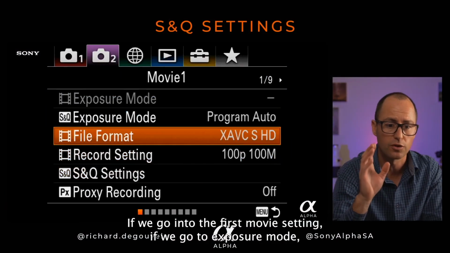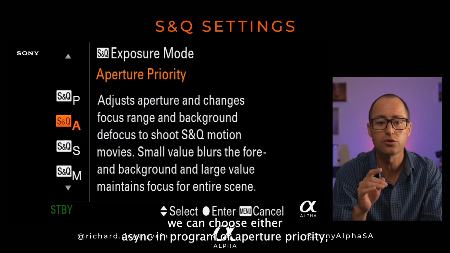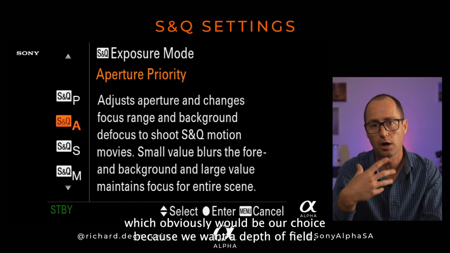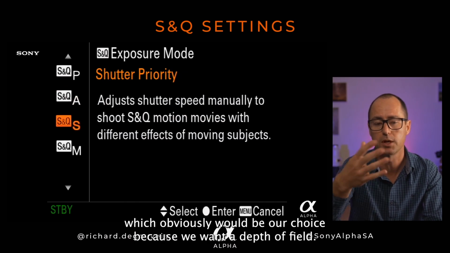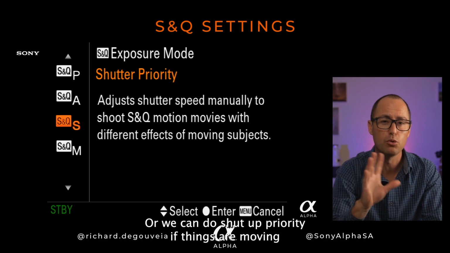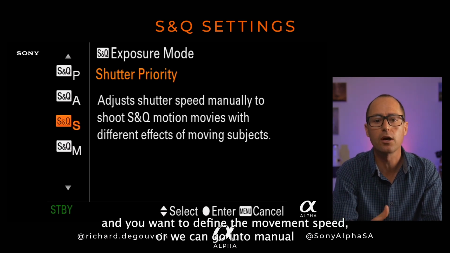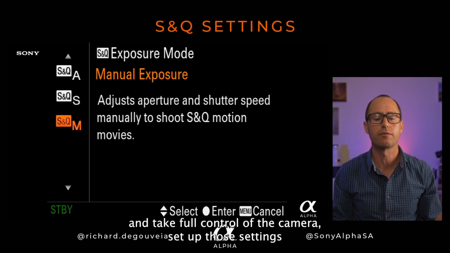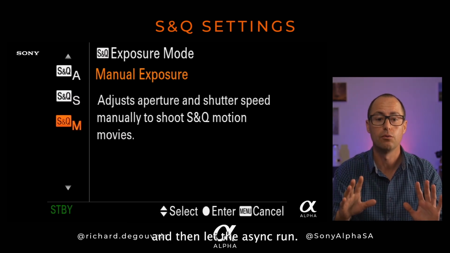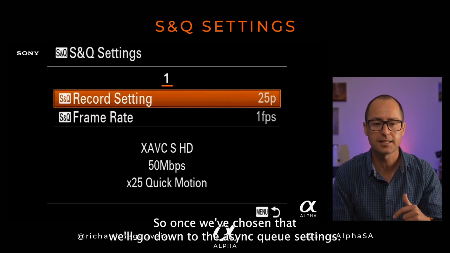So how do S&Q settings work? If we go into the first movie setting, if we go to exposure mode, we can choose either S&Q in program or aperture priority, which obviously would be our choice because we want a depth of field, or we can do shutter priority if things are moving and you want to define the movement speed, or we can go into manual and take full control of the camera, set up those settings, and then let the S&Q run. So once we've chosen that, we'll go down to the S&Q settings.